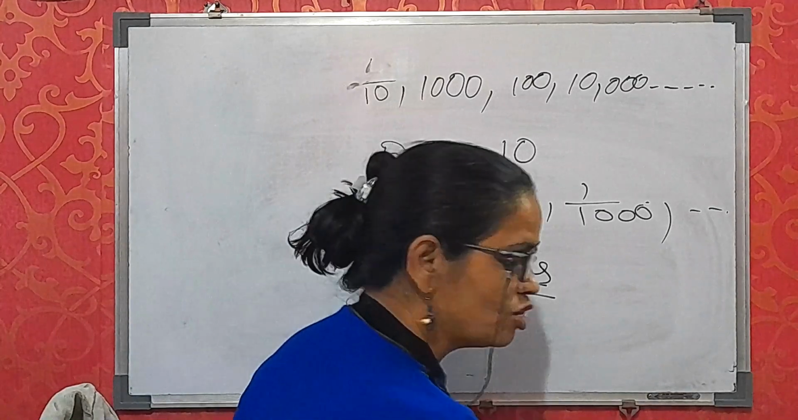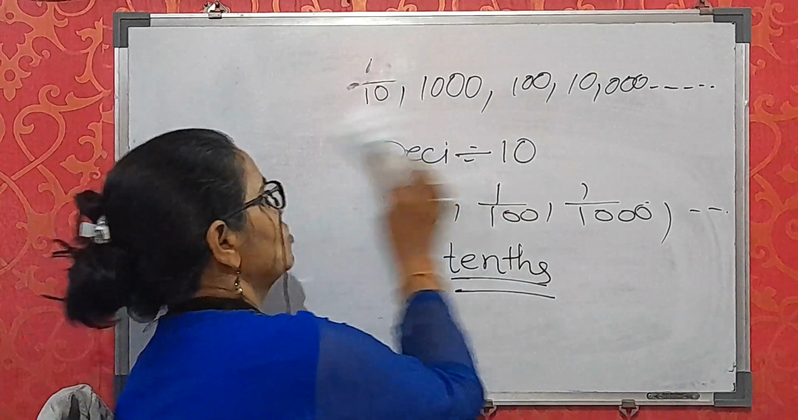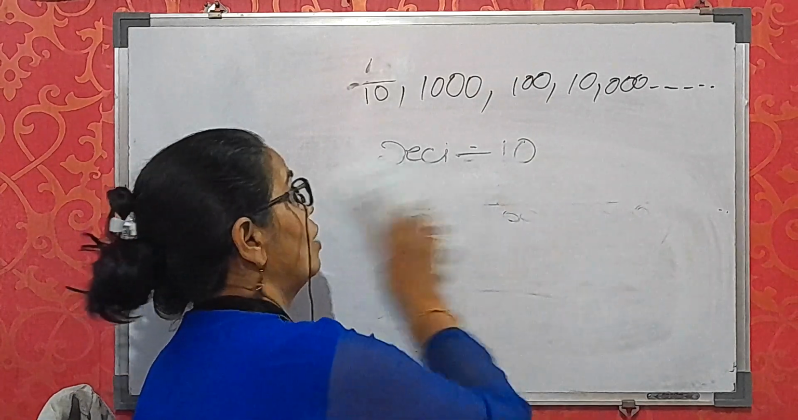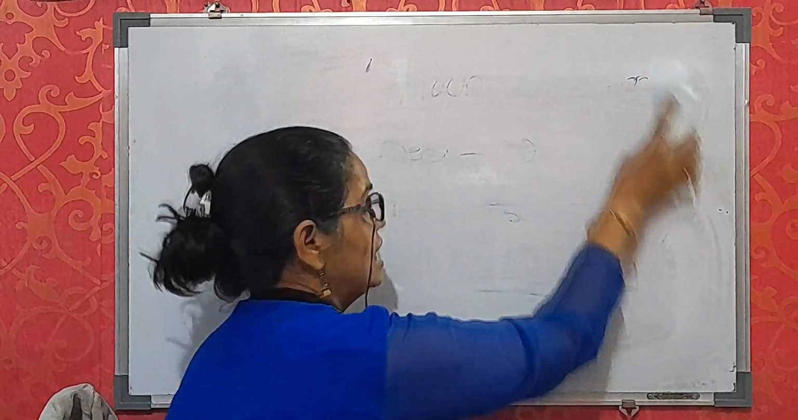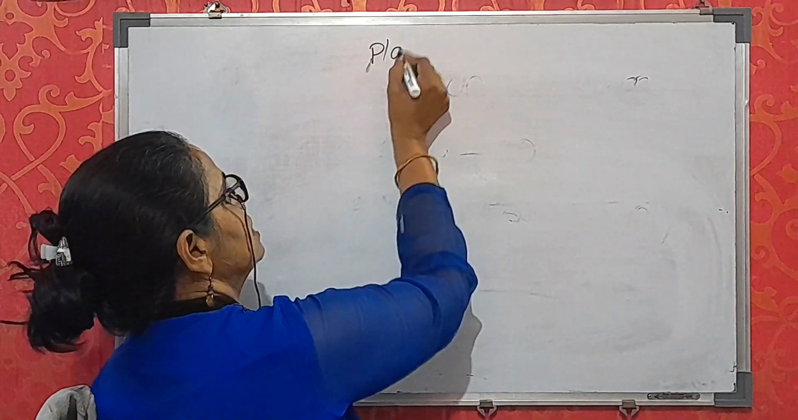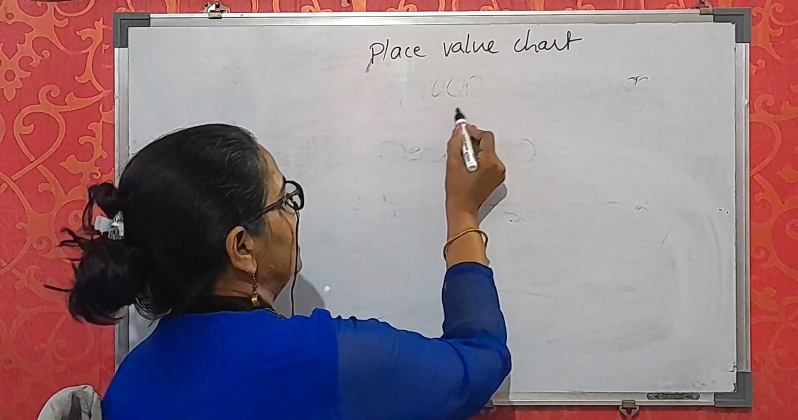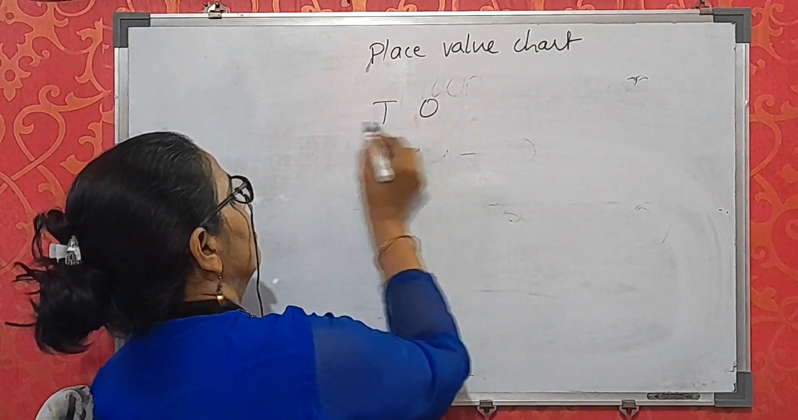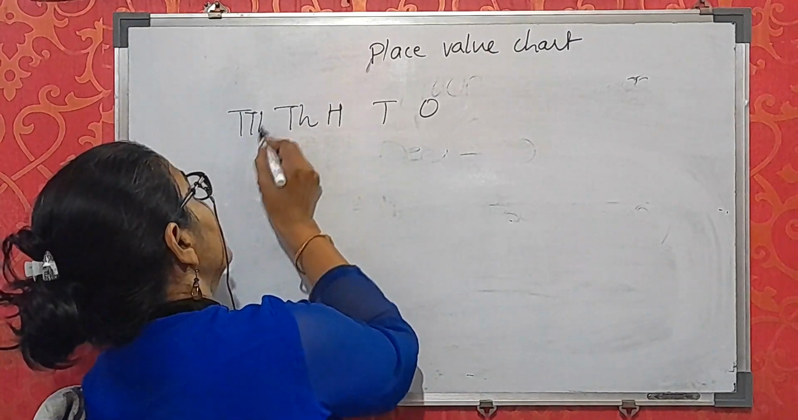Now I will show you the simple way of solving the sums of decimals. For that you have to see the chart of decimals, which is very easy. Now look here, place value chart. Now we are writing ones, tens, 100, 1000, 10,000 and so on.